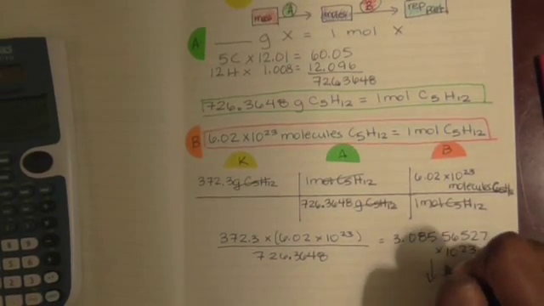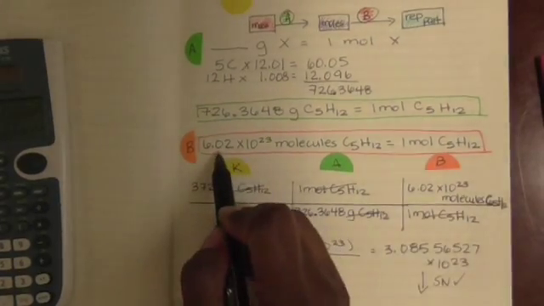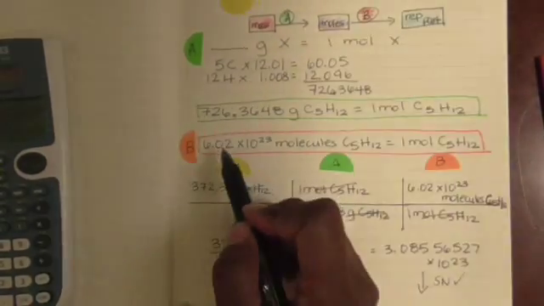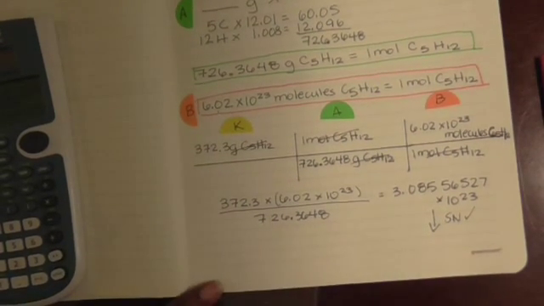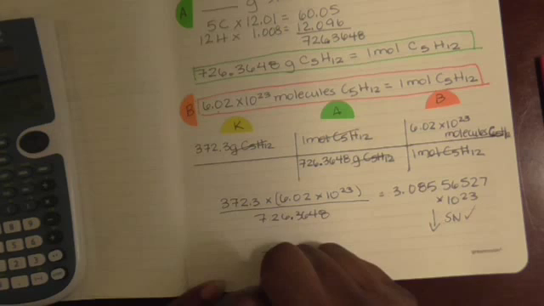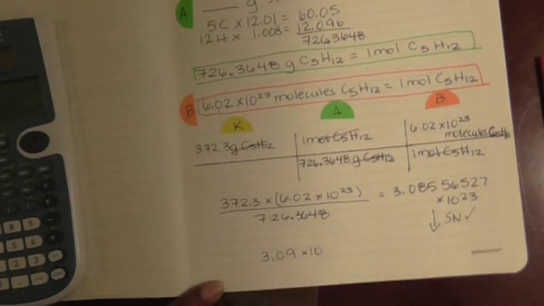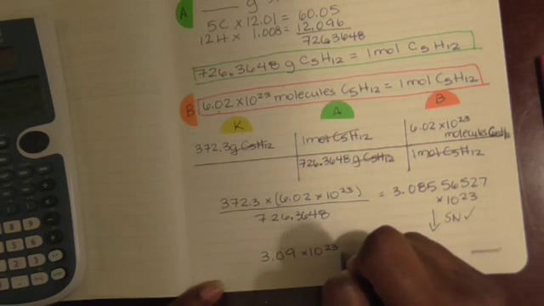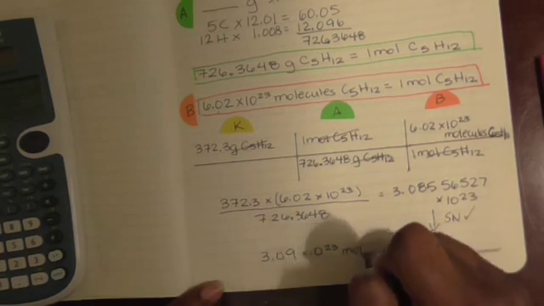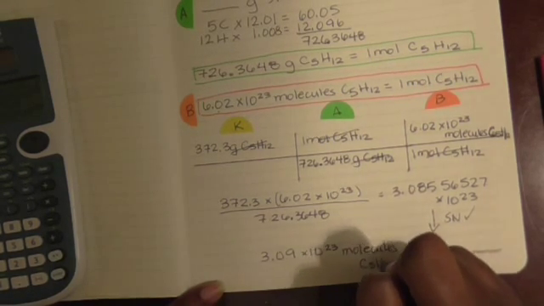It's already in scientific notation. Sig figs, we need 3. That has 3. That had 4, but this is 3. We always pick the least accurate number. So our final answer is going to be 3.09 times 10 to the 23rd molecules of C5H12.